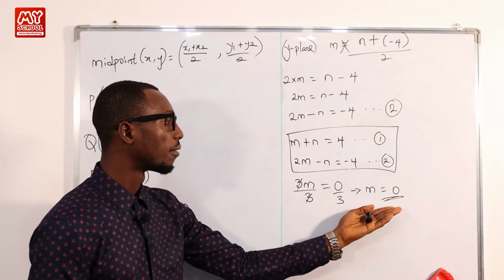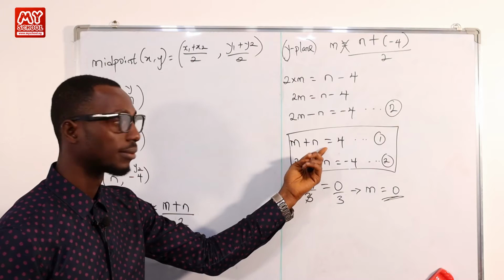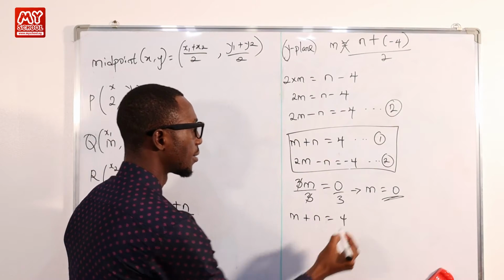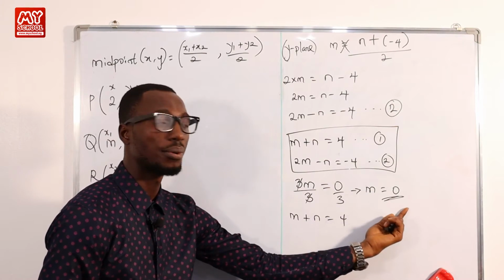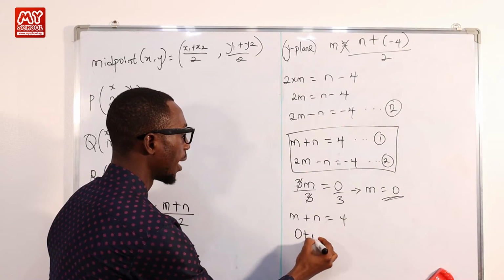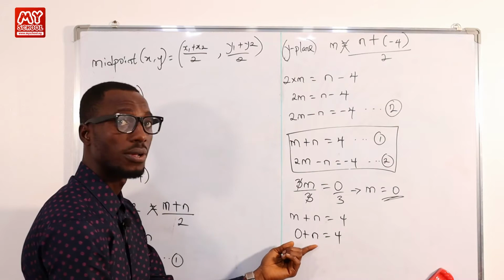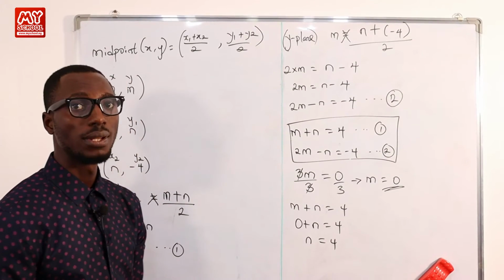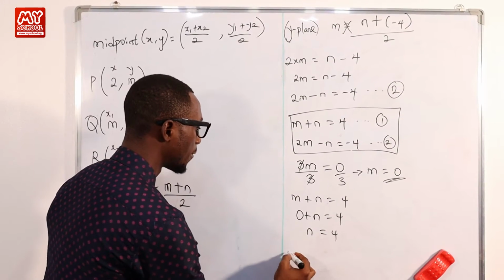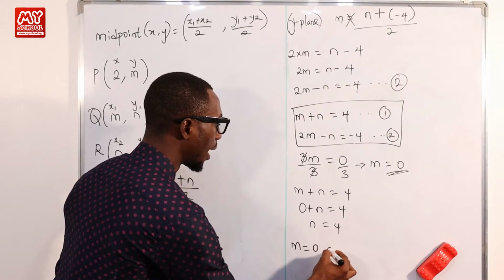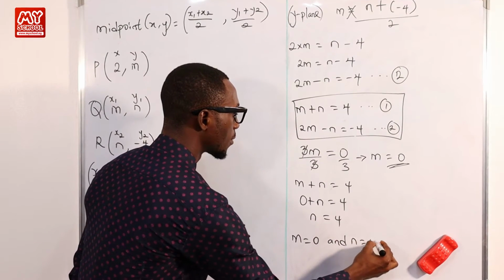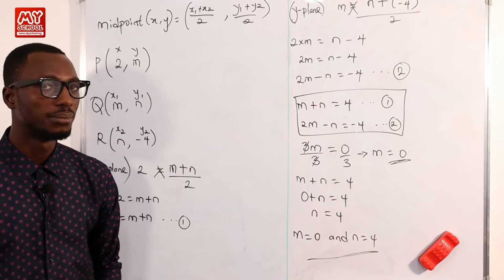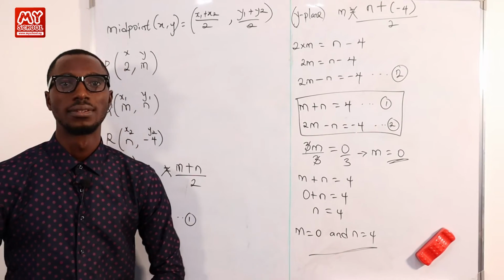So we can slot in the value of m into equation 1. So that means equation 1 is this. Then we have m being replaced by 0. So we have 0 plus n equals 4. 0 plus n, that's n, equals 4. So the midpoint of the line will have m equals 0 and n equals 4. So let's go through our options together and see which of them aligns with our answer.